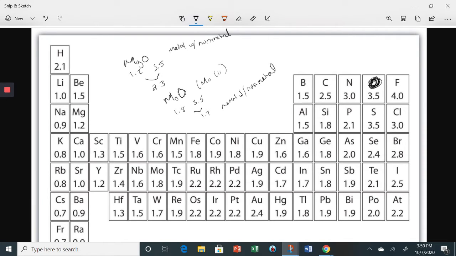Now, when you get to things like here, where you have metals and you have oxygen, that difference is going to get smaller and smaller. Still going to be considered ionic, but it'll have very little ionic character compared to like MgO. It's a relative comparison. So just remember that electronegativity scale is a comparison scale.